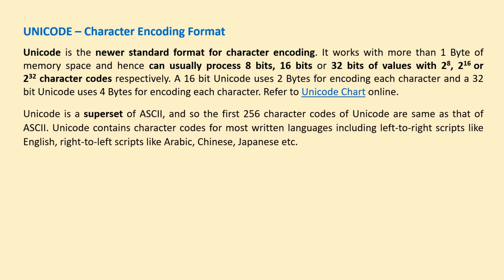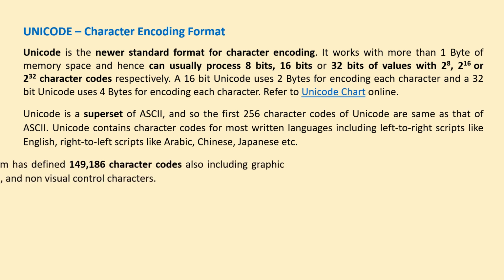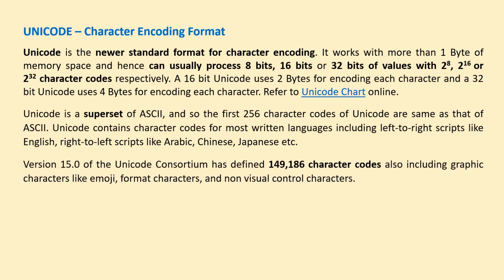Unicode is a superset of ASCII, and so the first 256 character codes of Unicode are same as that of ASCII. Unicode contains character codes for most written languages including left-to-right scripts like English, right-to-left scripts like Arabic, Chinese, Japanese, etc. Version 15.0 of the Unicode Consortium has defined 149,186 character codes, also including the graphic characters like emoji, the format characters, and the non-visual control characters.